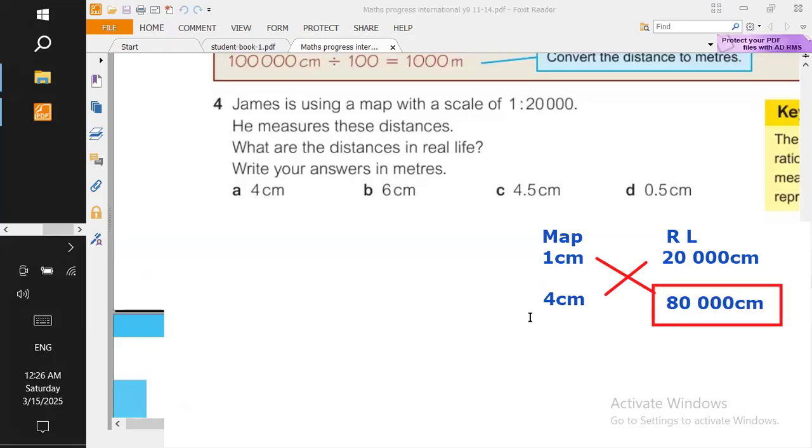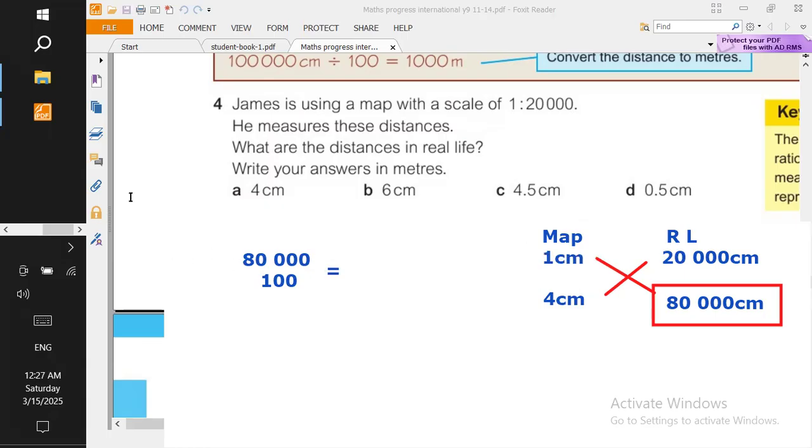Now the question wants what? They want the answer in meters. So I have to turn these centimeters into meters. To turn centimeters into meters, what should I do? Very good. I should divide by 100 because 1 meter equals 100 centimeters. To turn from a small unit, I have to divide. So I'm going to say 80,000 divide 100, and I'll get the answer in meters.